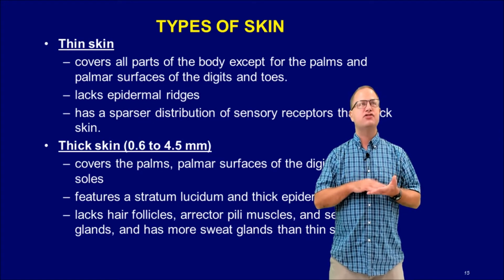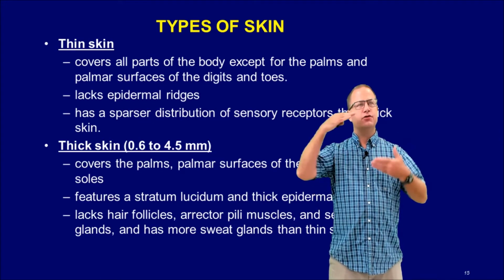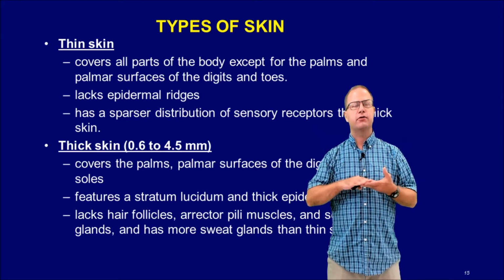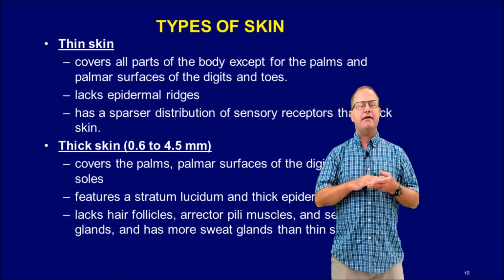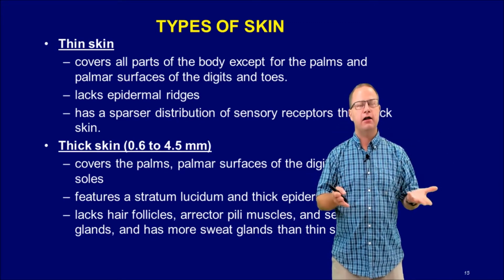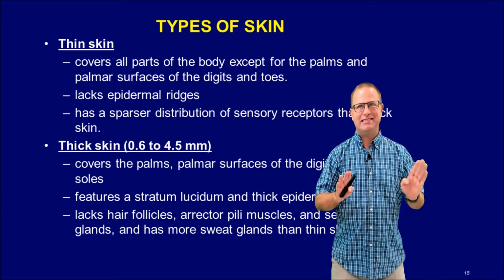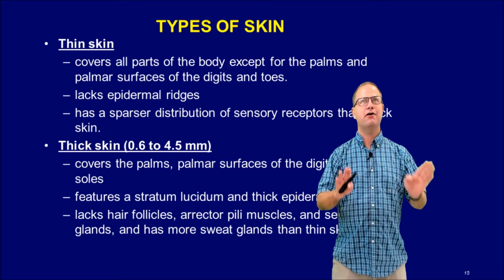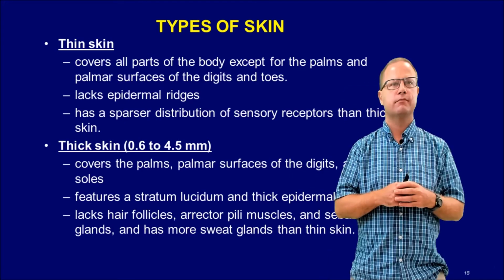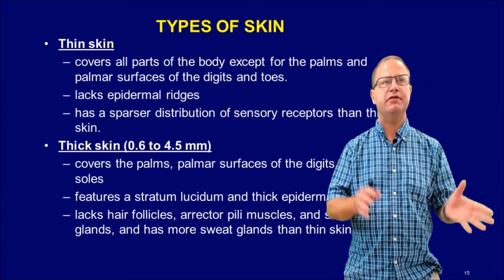One, it has that stratum lucidum that we talked about, that sort of clear layer in between the corneum and the granulosum. The other thing is that we don't have any hair follicles in the thick skin. So despite what anybody might say, it is impossible to grow hair on the palms of your hands, and that's a good thing.